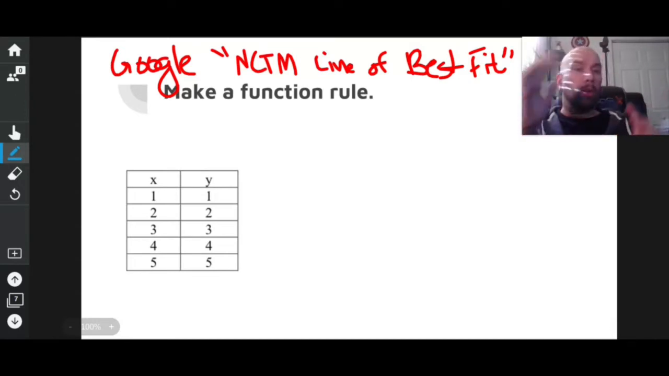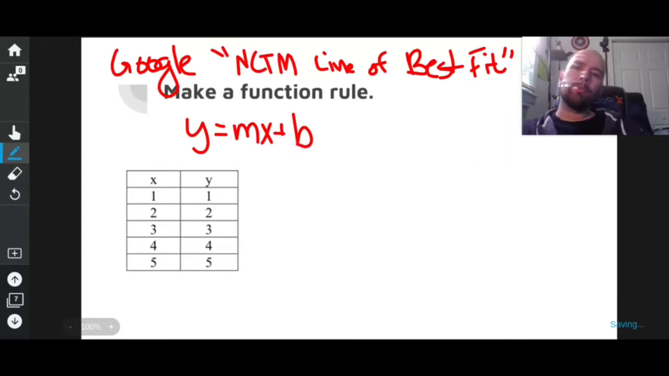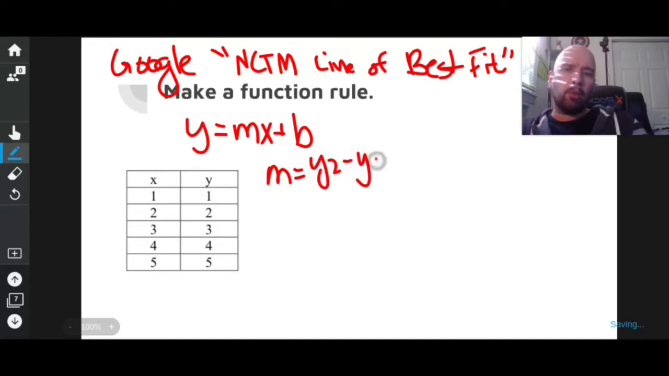Make a function rule. Here's the long way of doing it. This is what you have to do. You have to write out an equation in y equals mx plus b form. This is the long way again, the bad way. I have to find my slope. My slope is m equals y sub 2 minus y sub 1 over x sub 2 minus x sub 1.